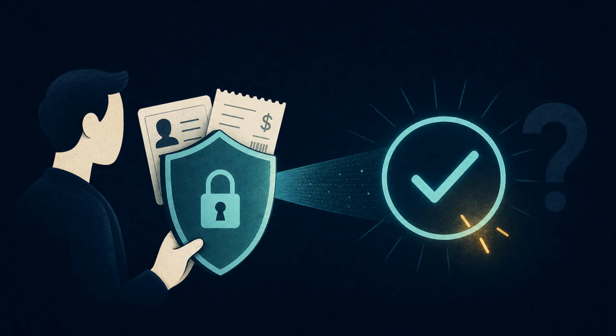Most of the time, proving something means revealing evidence. If you prove your age, you show an ID. If you prove you paid, you show a receipt. Zero-knowledge proofs ask a different question. Can you prove a claim is true while revealing nothing else?